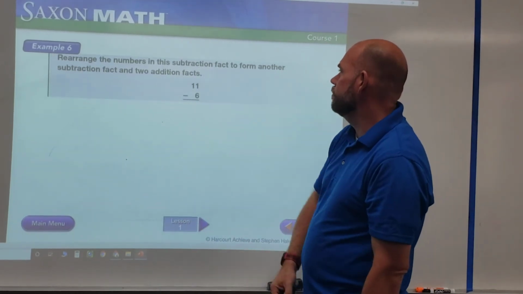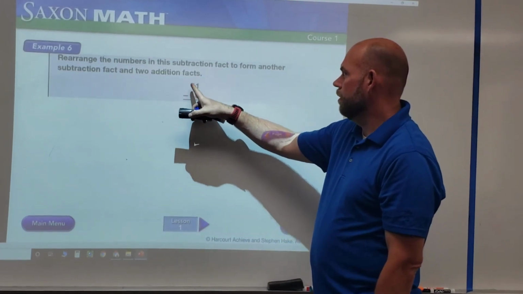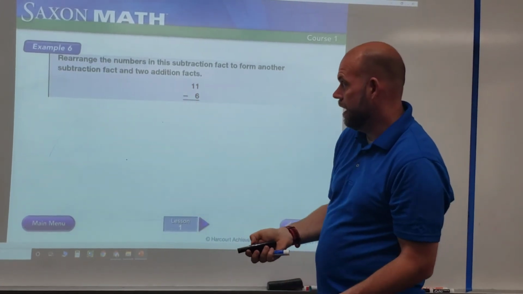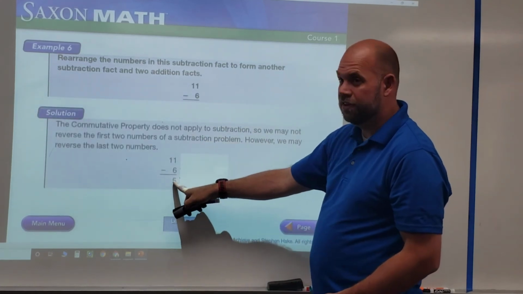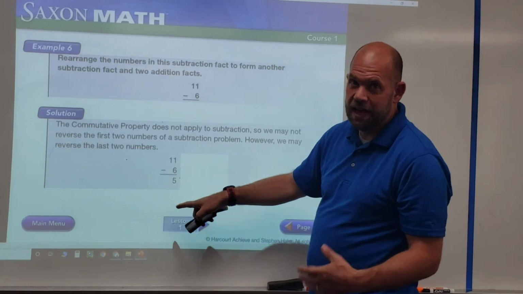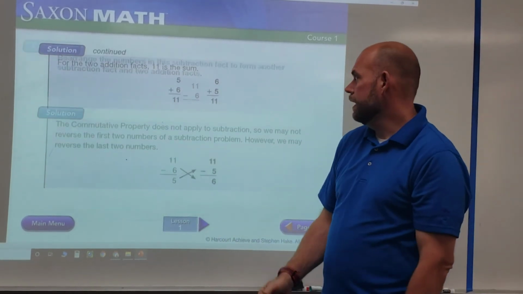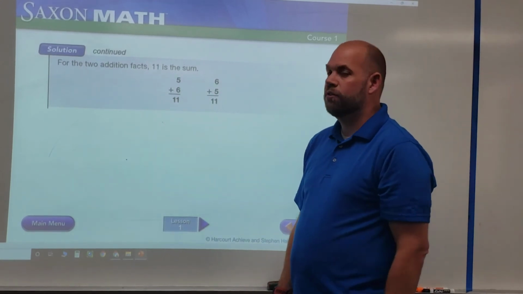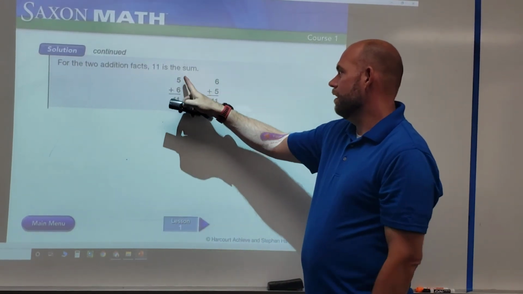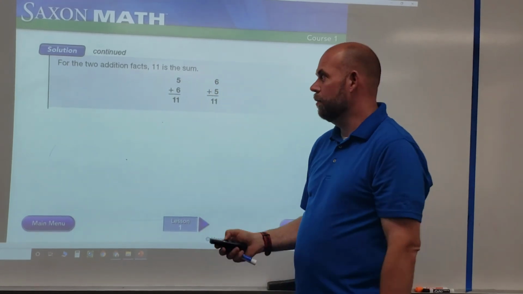Rearrange the numbers in this subtraction to form another subtraction fact. So 11 minus 6 equals what? 5. So we can solve for it first, then we know the answer, so we can do 11 minus 5 and know that that equals 6. So that's another way to write it. 11 minus 5 equals 6. Then for our addition facts, we just take those numbers. 5 plus 6 equals 11, and 6 plus 5 equals 11. Again, it doesn't matter the order.